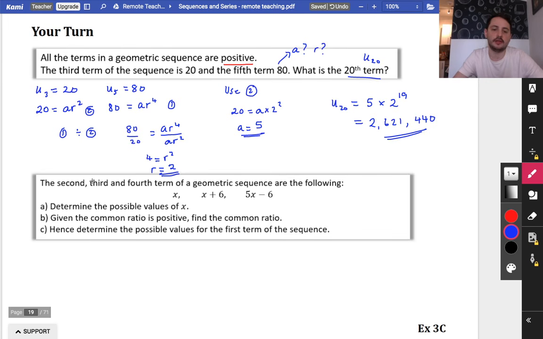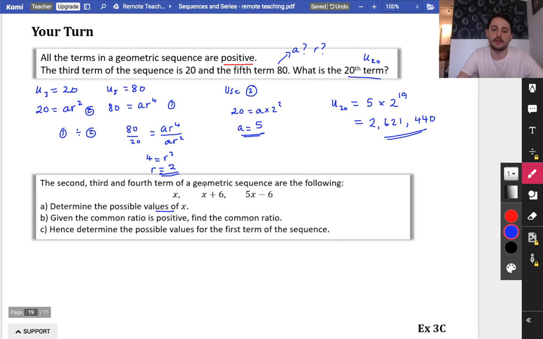Okay, let's try this one. The second, third, and fourth term of a geometric sequence are the following. So carefully, it says this is the second, third, and fourth, so we need to eventually find out something to do with the first. It first wants us to find out the possible values of x. Possible values of x means there's going to be a couple of solutions we could have here.